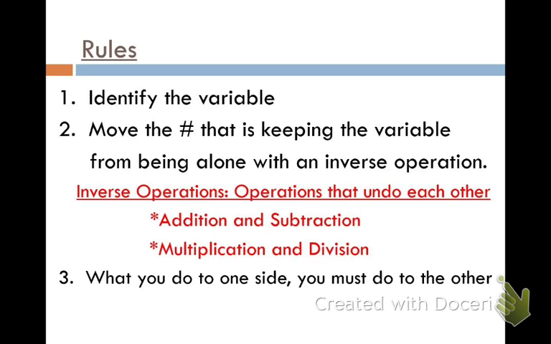Number 2, read me what number 2 says. Move the number that is keeping the variable from being alone with an inverse operation. Do you guys remember when we were talking about our commutative properties? What does inverse mean? Opposite, okay? So here are some inverse operations, or operations that can undo each other. Basically, you have to do the opposite in order to get rid of something.